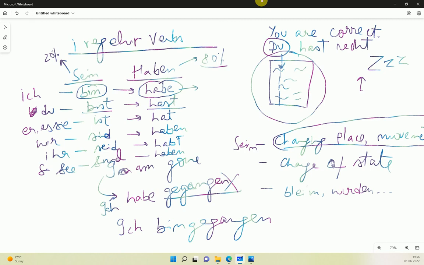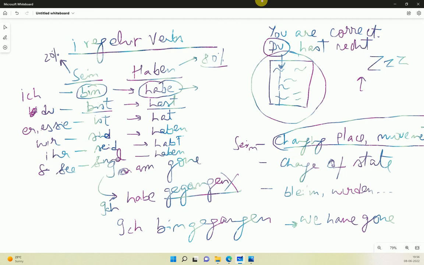We have gone. Let's say we have gone. Gone, again, gone bedeutet gegangen. So यहाँ पे friends क्या लगता है? What should we use? Wir haben gegangen.